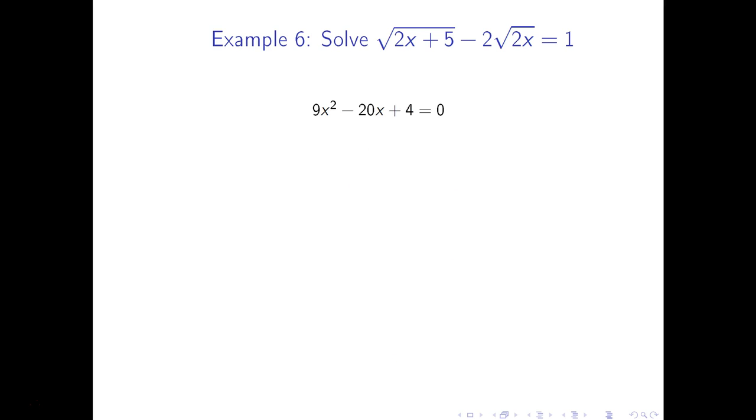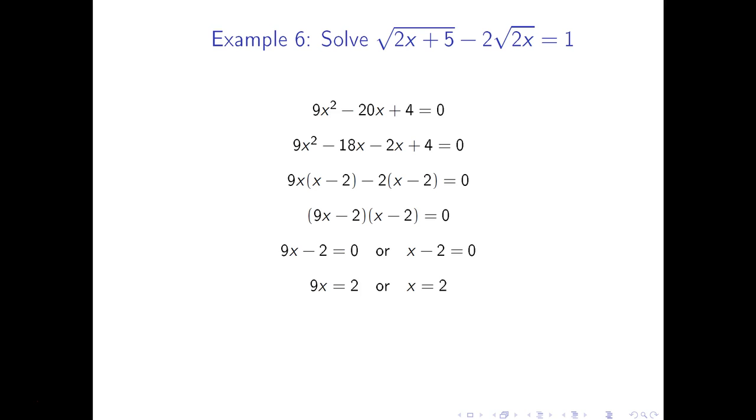So now I can factor this. Specifically, I can break up that middle into negative 18x and minus 2x. Factor by grouping, and you end up with 9x minus 2 and x minus 2. Set each one equal to 0 and solve, and we end up with 2 answers. x equals 2/9 and x equals 2.